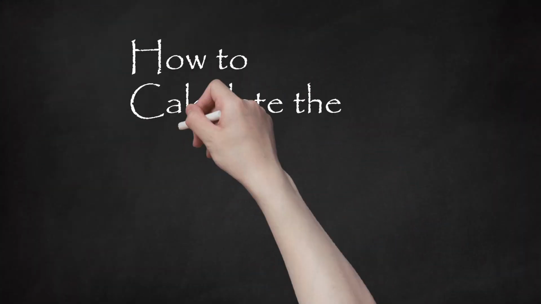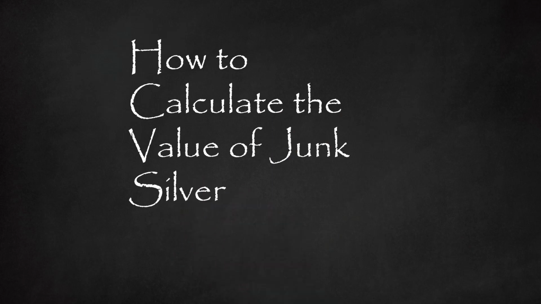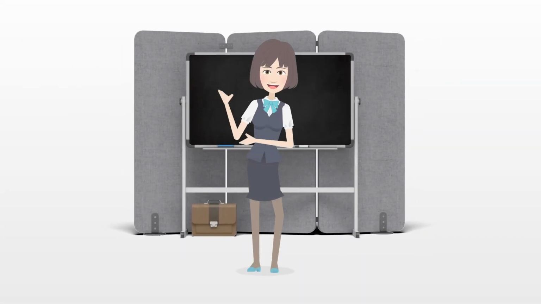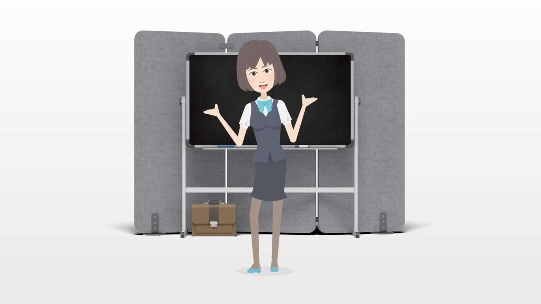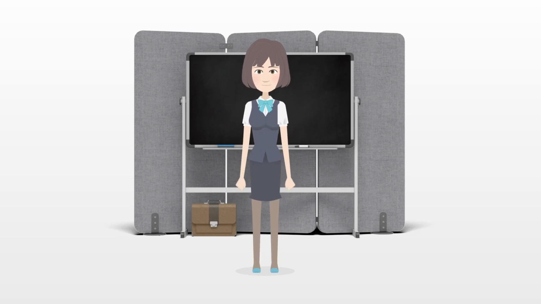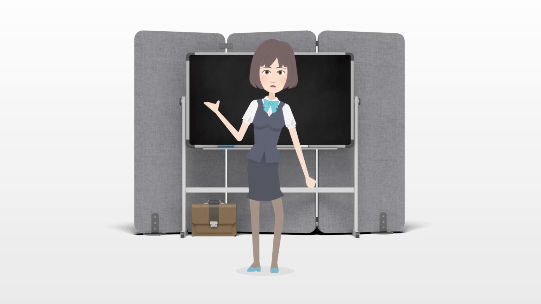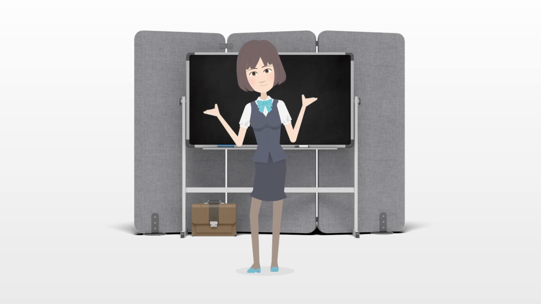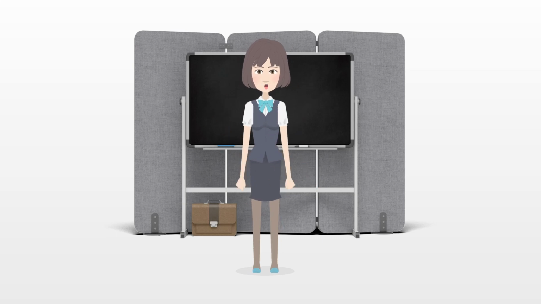How to calculate the value of junk silver. The vast majority of U.S. silver coins struck before 1965 were 90% silver and 10% copper. Junk silver refers to common coins sold at or very near the price of their actual value in silver.